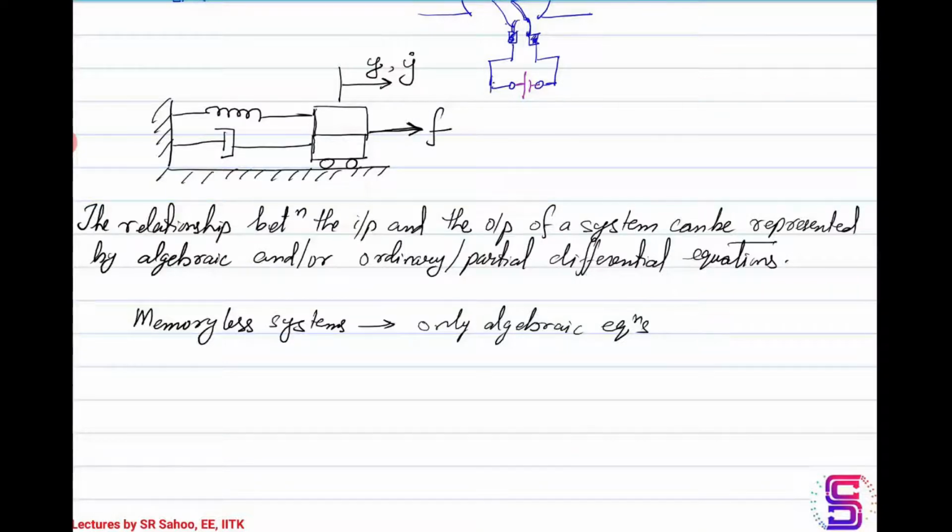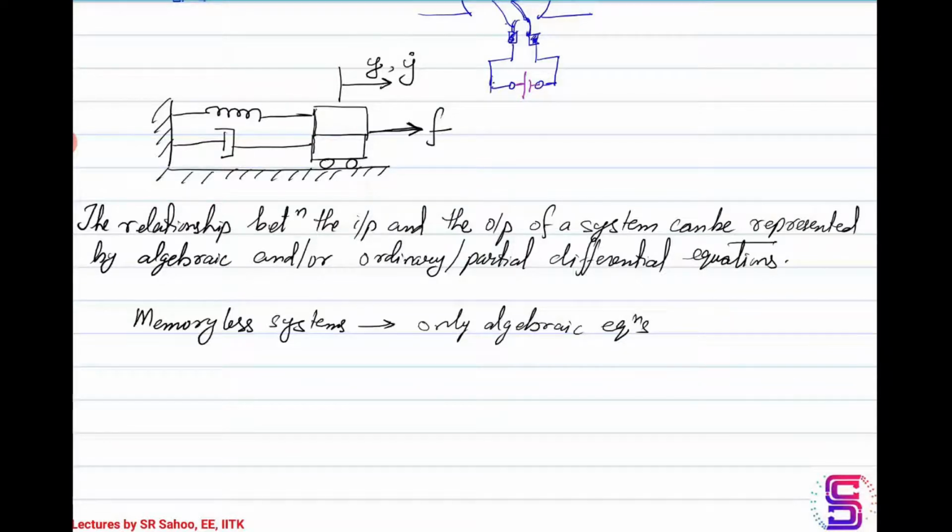Now, what are memory-based systems? Basically, the output depends on how the output was in the past, how the input has been varying, how the input was in the past, or sometimes how the input is going to be in the future.